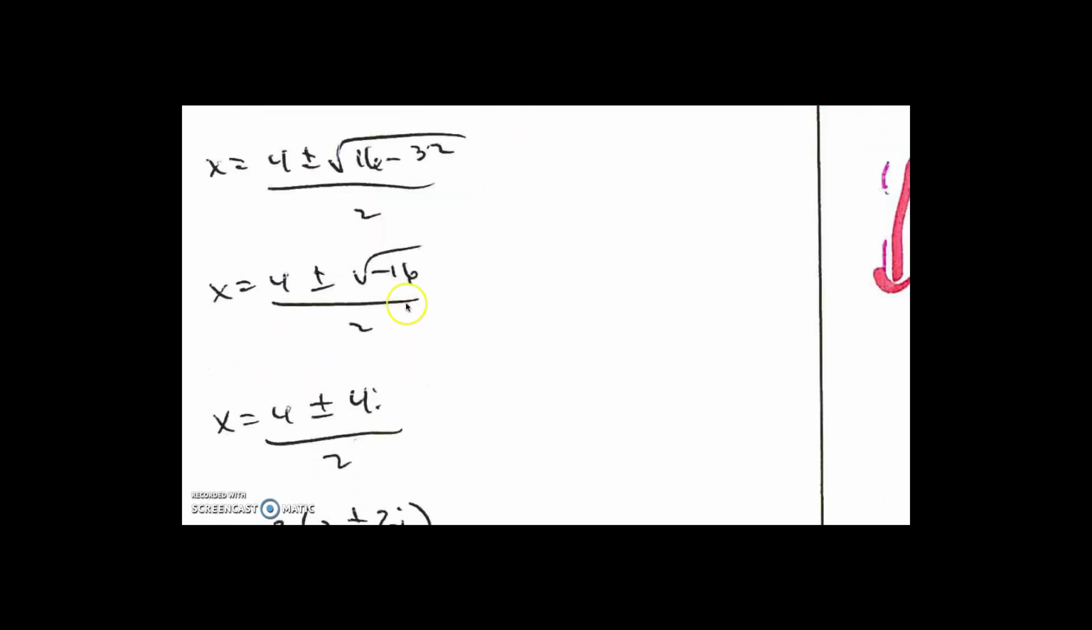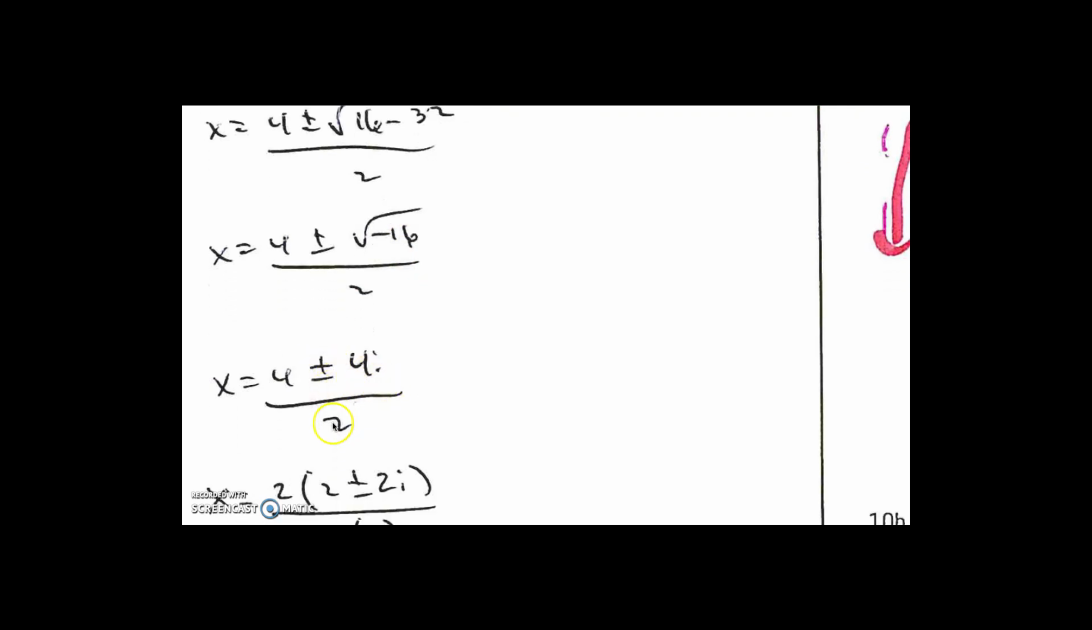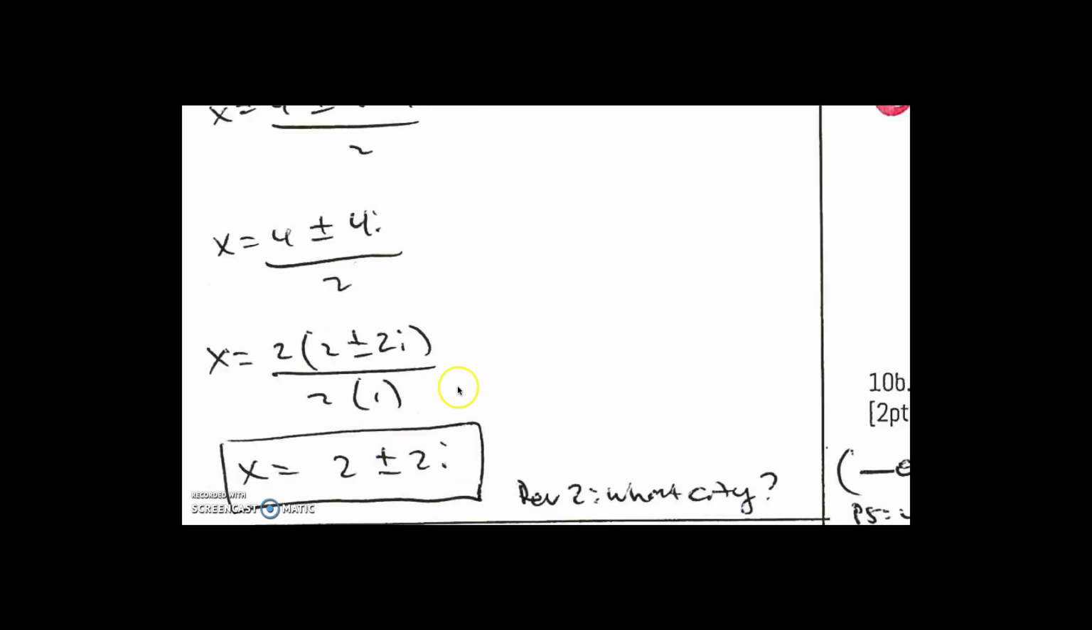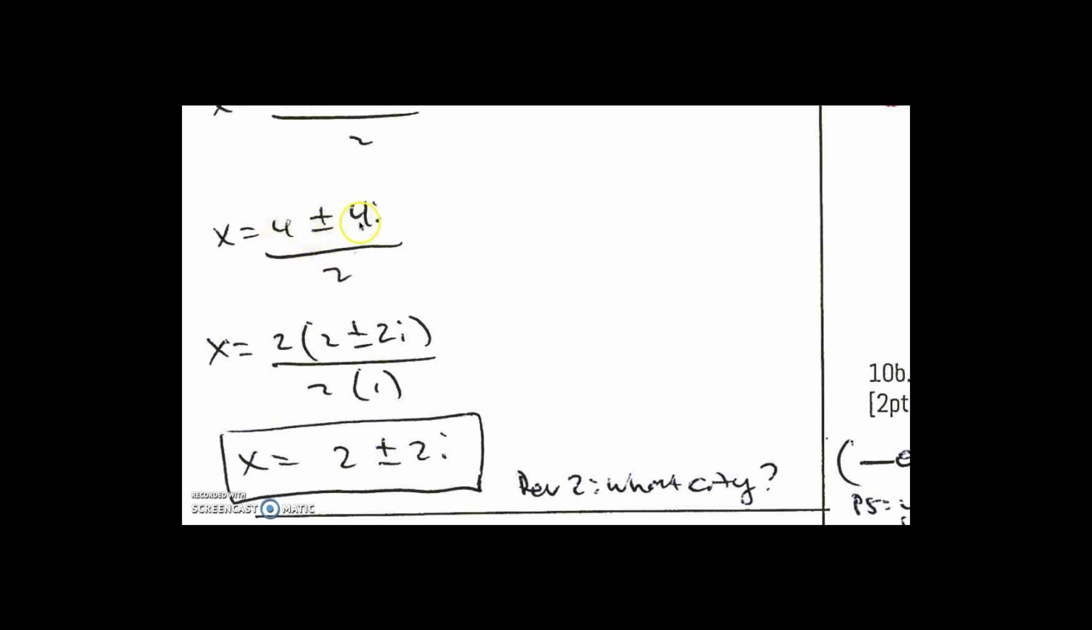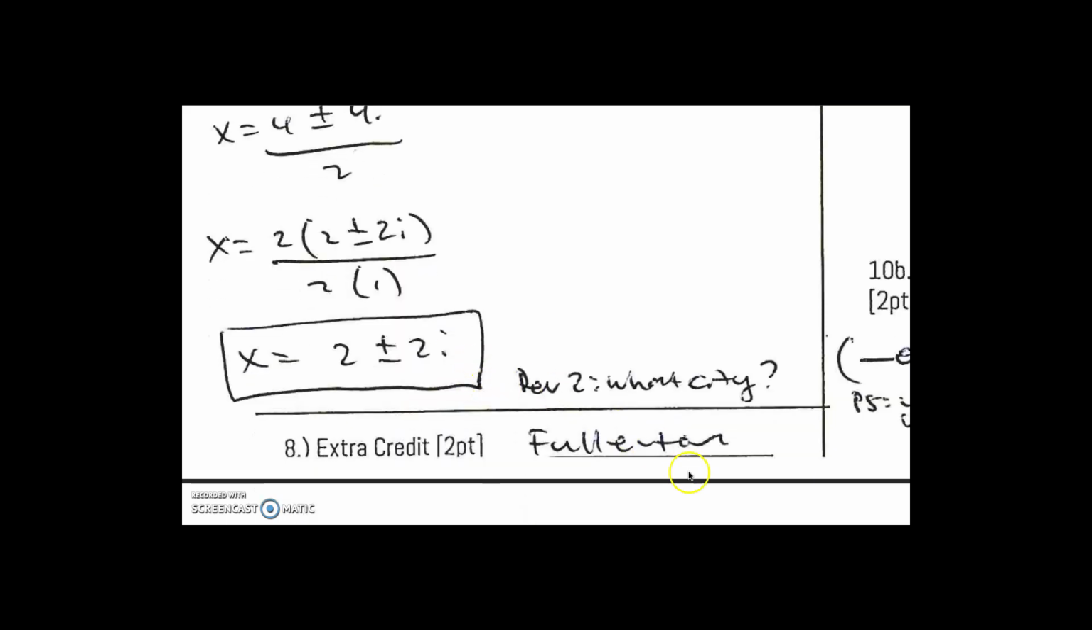The square root of -16 is 4i. So I have 4 plus or minus 4i over 2. This is not simplified, so I'm going to take out a GCF. Look at this: the 4 and the 4 both have a 2 in common. The reason I'm not going to use a 4 is because the denominator also has a 2. Cancel those, and then 2 plus or minus i is your answer.